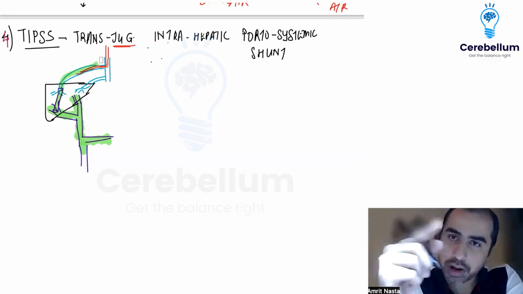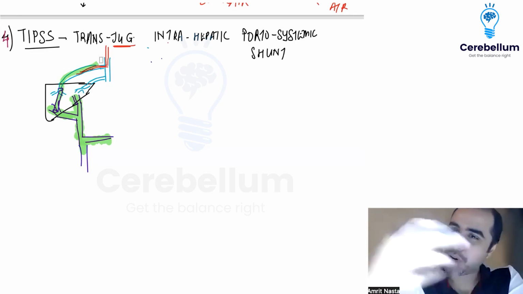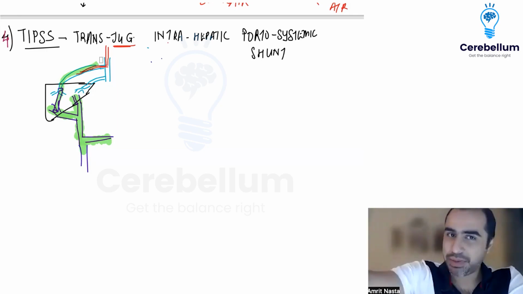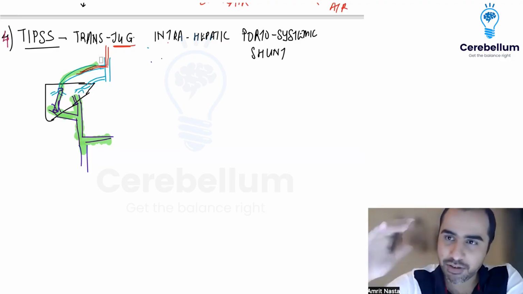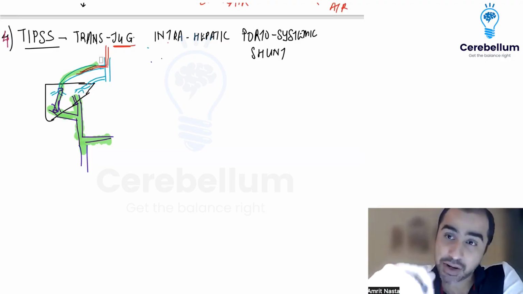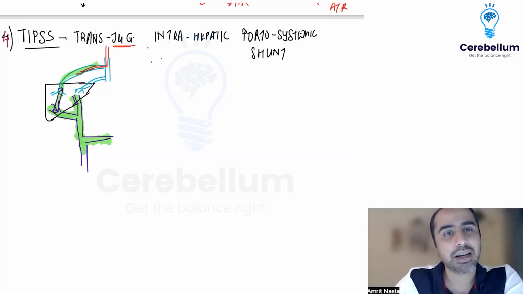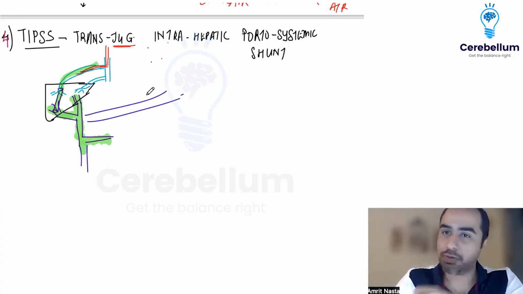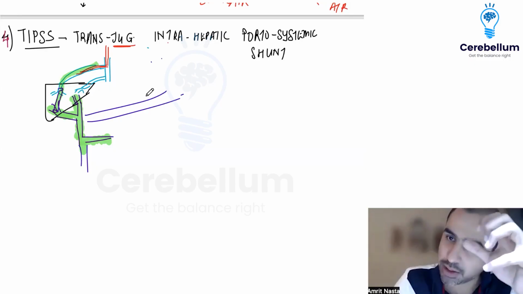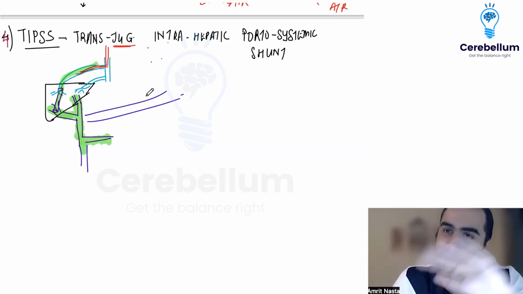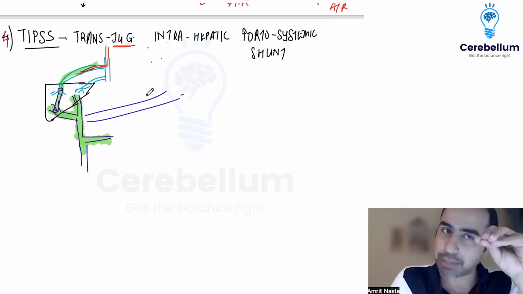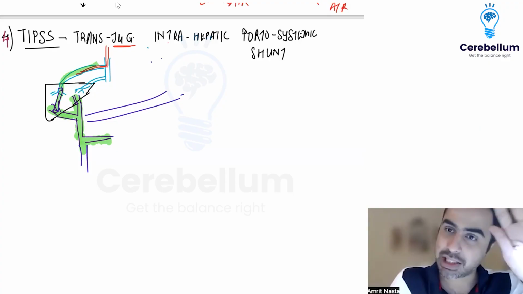Because it is going into the hepatic vein, now a new road has opened. It's like a bridge. I have built a bridge. Because I have built a bridge, now the traffic jam will reduce. The traffic will be released. And because the traffic is released, the collaterals which were going to the esophagus will also become smaller. They will become less pressurized. So the varices will also collapse and the variceal bleed will stop.